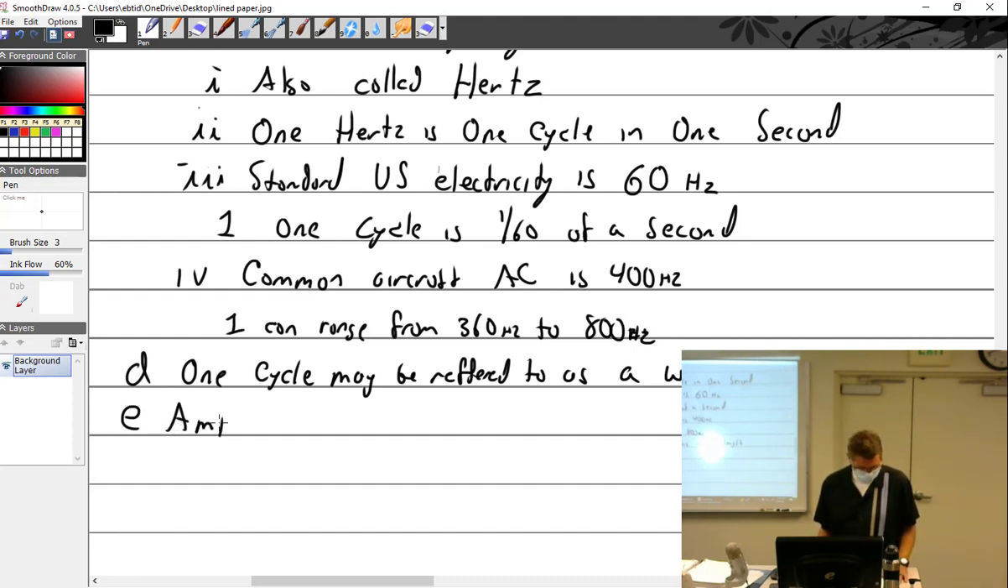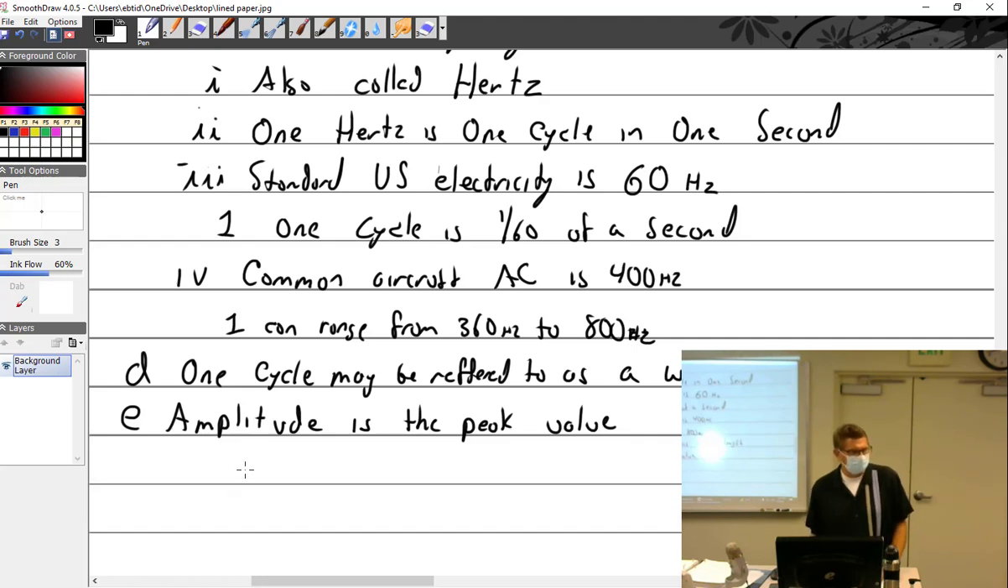Amplitude. A vector is both direction and amplitude. Amplitude is the peak value. So if I'm measuring AC using an oscilloscope and I can see where it goes all the way to the top, I would measure it. You'll learn how to do that. Counting up little squares, centered out, count the squares, and say amplitude, how far it goes up. It's going to go up one way and have the amplitude going the other way too.